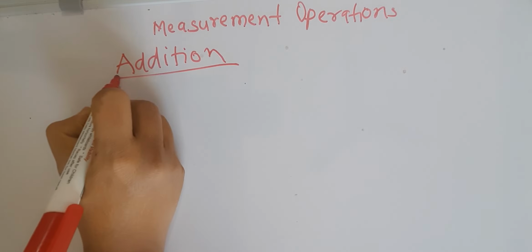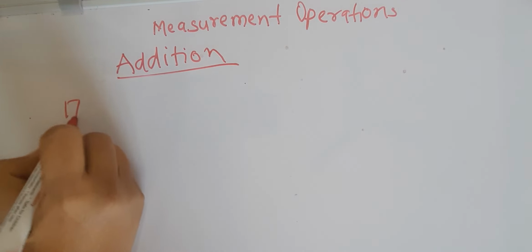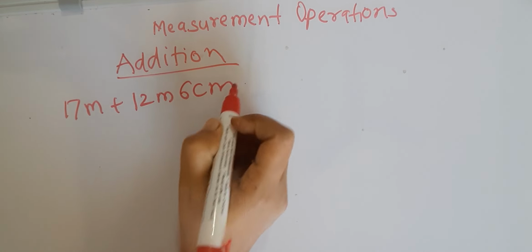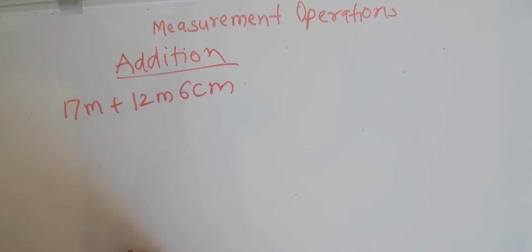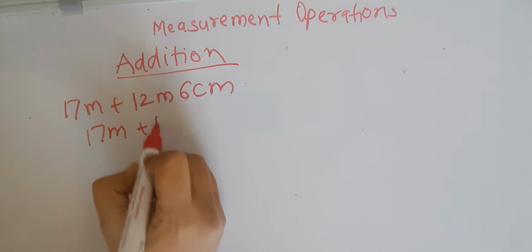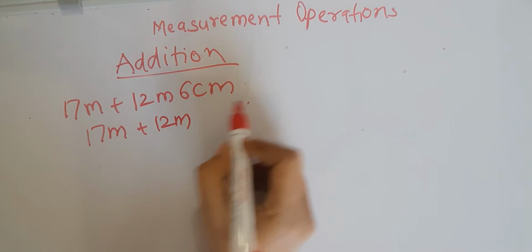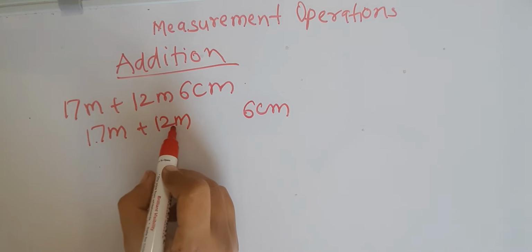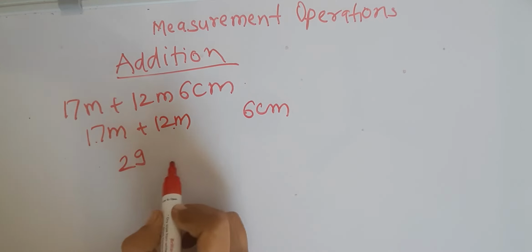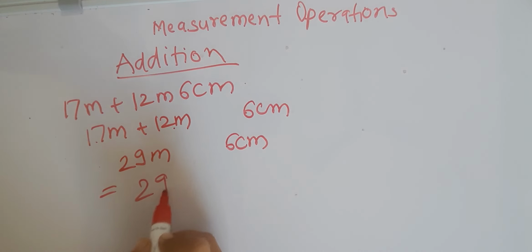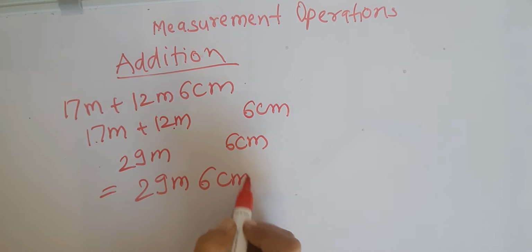Let's take one example to understand it. Suppose we have to add 17 meter with 12 meter 6 centimeter. Okay, for addition it's very simple. We can add meter with meter, and as there is no centimeter in the first value, it will be 6 centimeter only. 17 plus 12 gives us 29. So our complete answer will be 29 meter and 6 centimeter. It's very simple here.